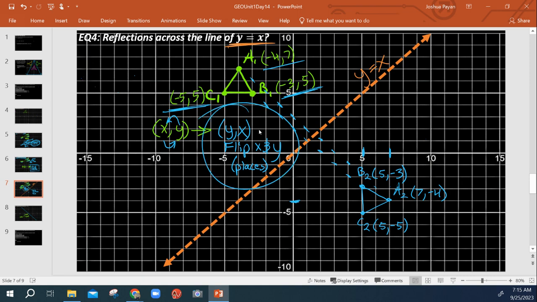Okay, so if we follow this simple rule, that's all it takes to reflect across the line y equals x.